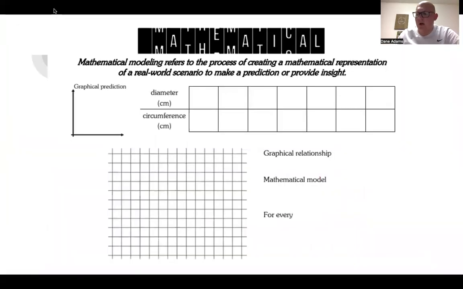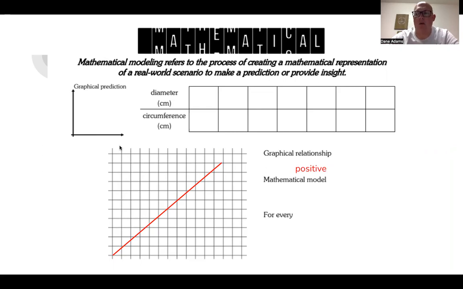Here we go. The relationship between diameter and circumference should have clearly been positive. As the diameter increases, the circumference also increases. And that should be represented pretty clearly by a line on your graph that goes upward and to the right. So we can fill in right here for graphical relationship as positive.